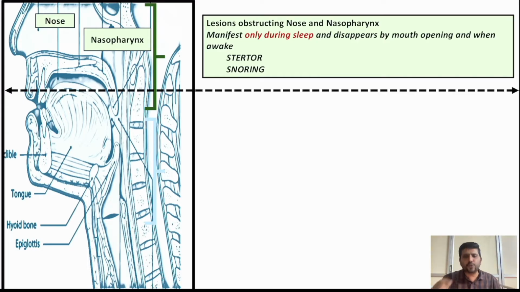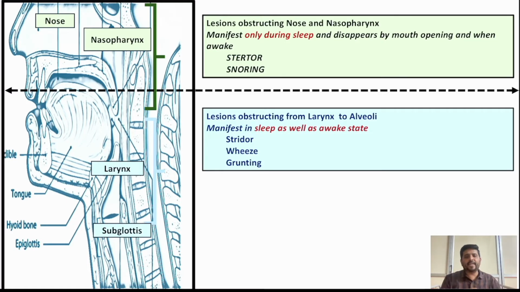Any lesion involving below this imaginary line, involving the oropharynx, supraglottic region, subglottic region, trachea, bronchus, everything will manifest both during daytime as well as during nighttime. And these sounds are stridor, wheezing, and grunting.